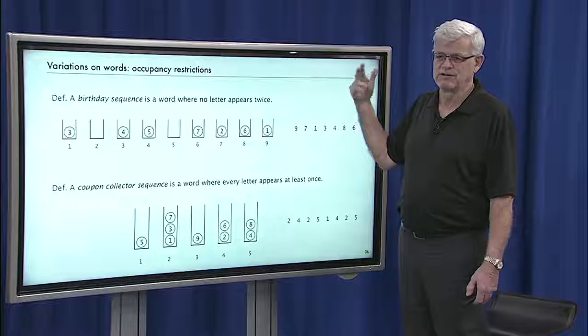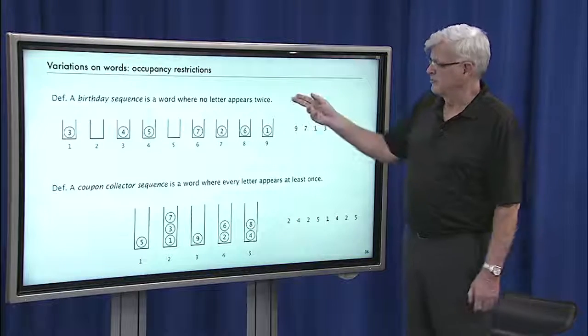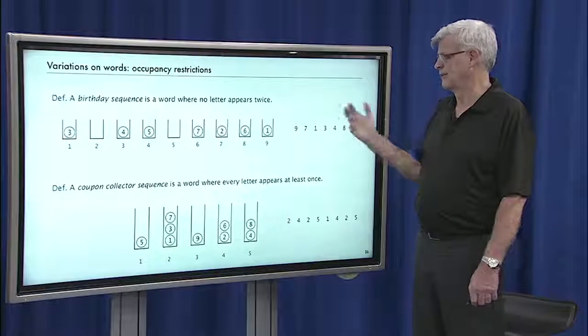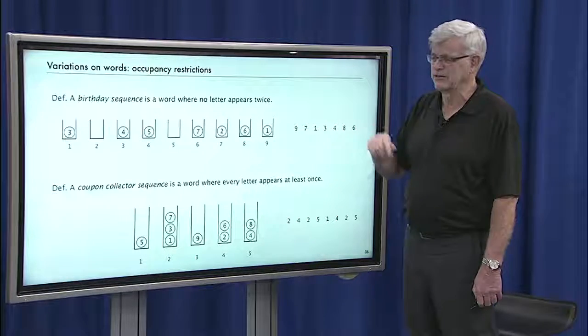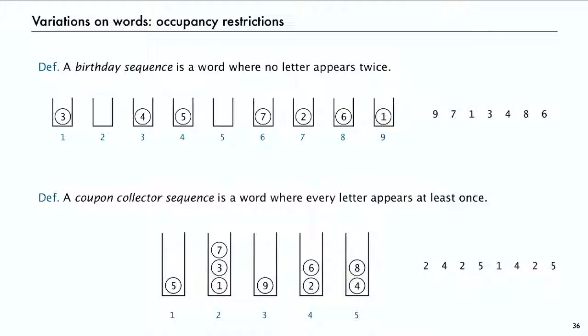And again, if you want to see many more details about these, go to part 1 of the course. So a birthday sequence is a word where no letter appears twice. We throw the balls in the urns and we never get 2 balls in an urn. A coupon collector sequence is a word where every letter appears at least once.